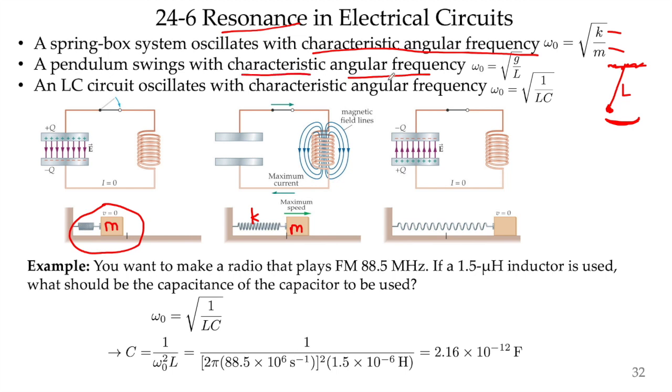Now, let's come to the circuits. If you have an LC circuit, no resistor, just L and C, the capacitor and the inductor. This one is the capacitor, this one is the inductor or coil. Now the characteristic angular frequency becomes the square root of 1 divided by inductance times capacitance. This is the angular frequency of this circuit.